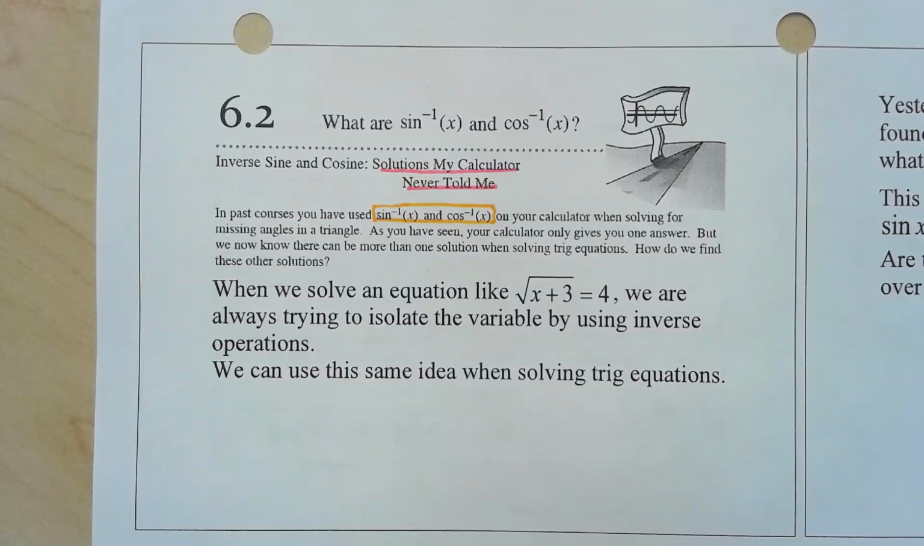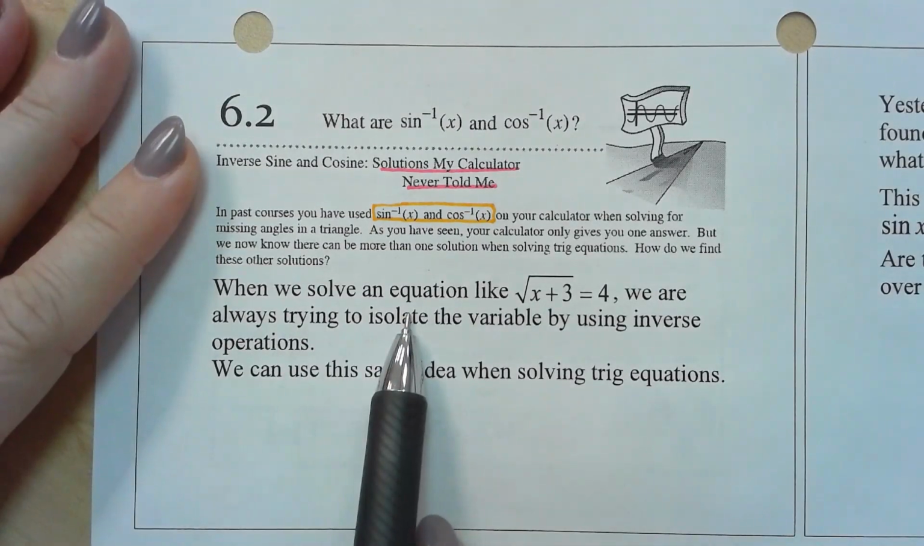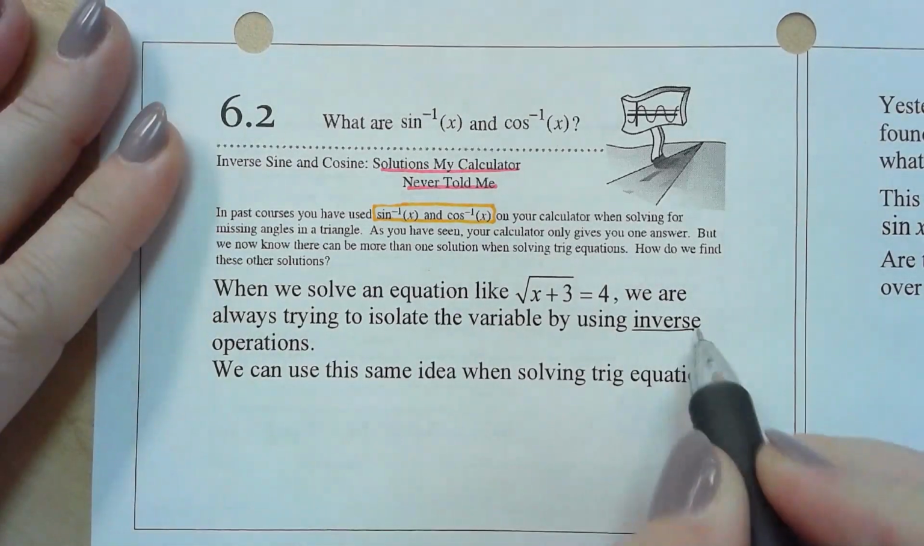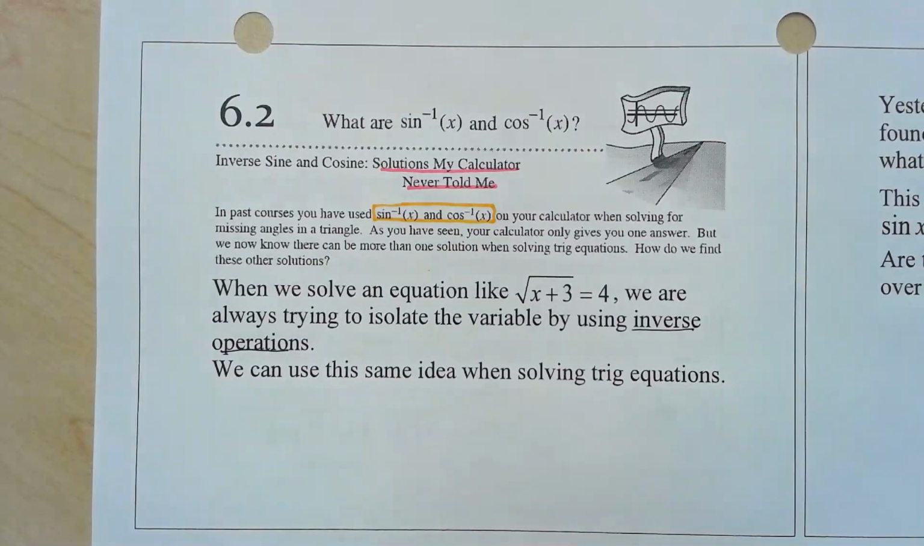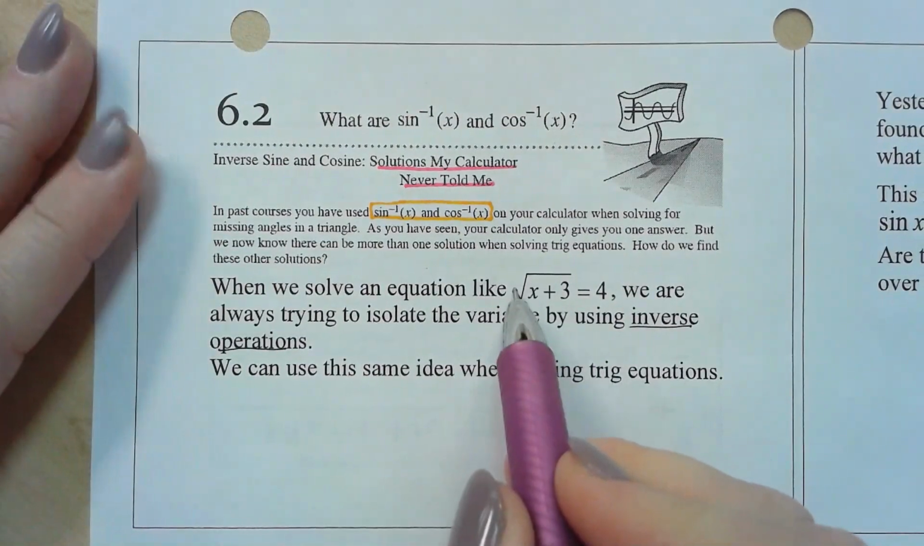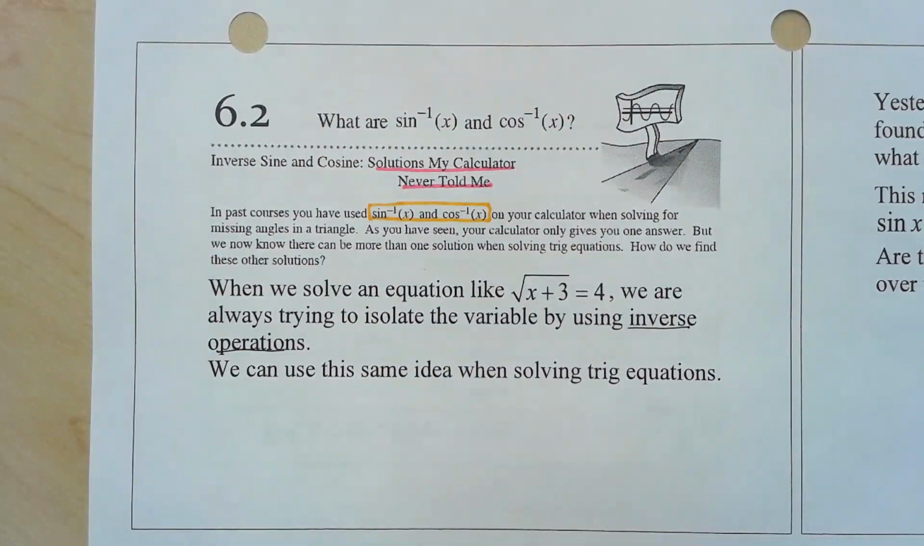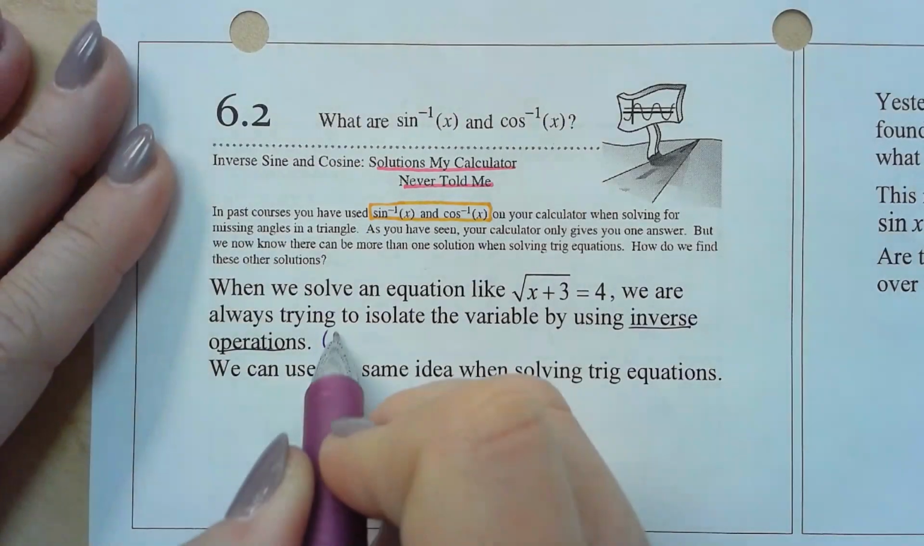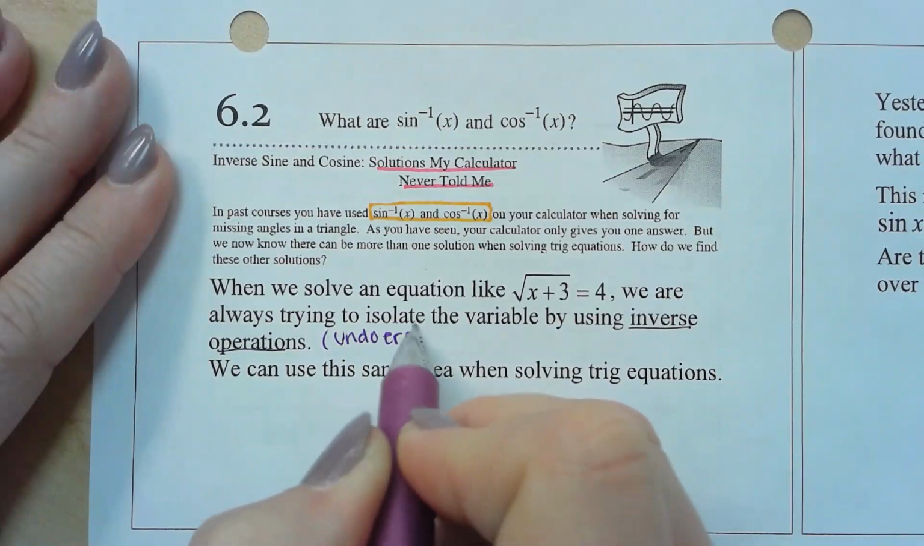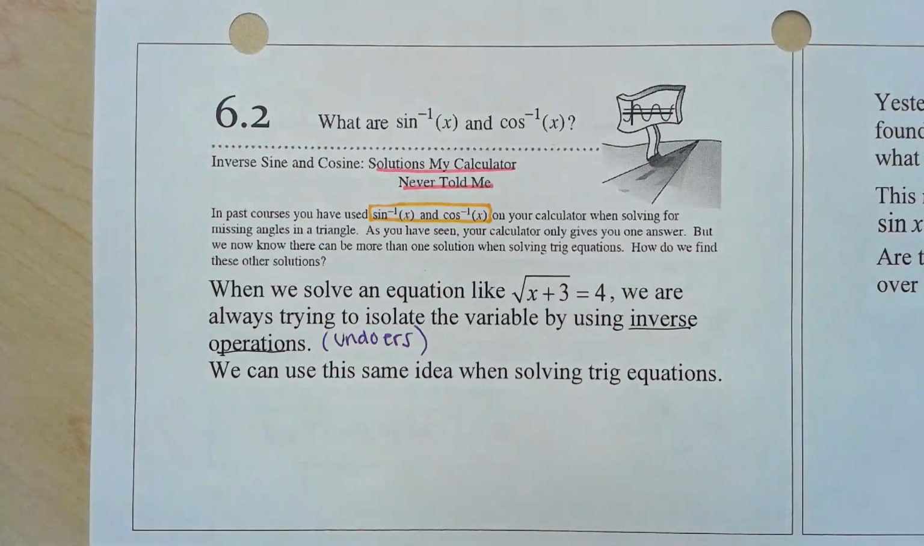So that's the goal today: how do we deal with that? When we solve equations in algebra 2 and pre-calc, we're always trying to get the variable by itself by using inverse operations. If my x is in a square root, we undo the square root by squaring both sides. If we want to get rid of the 3, we undo the addition and we do subtraction. Inverse operations, remember, are undoers. They undo a function that's there. We're going to use that same idea today to solve trig equations.